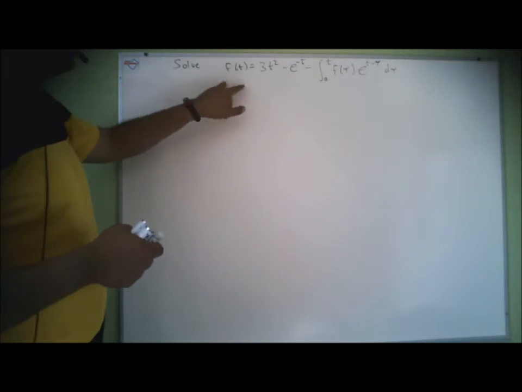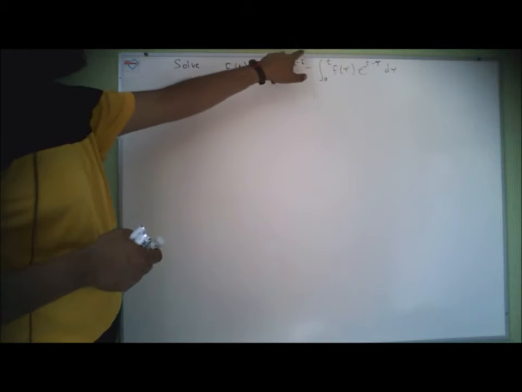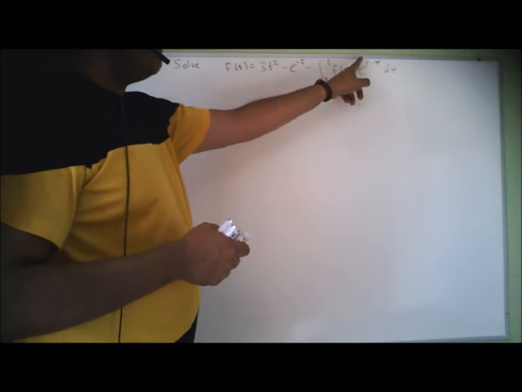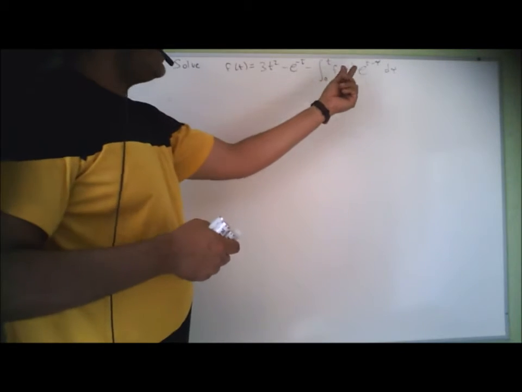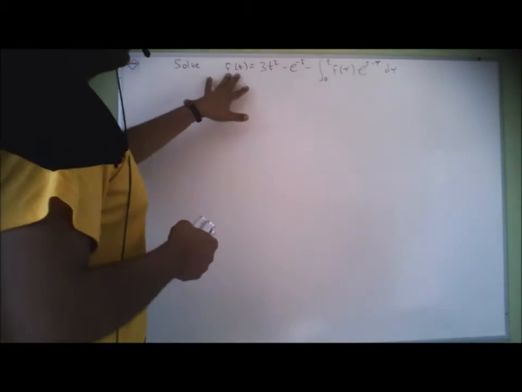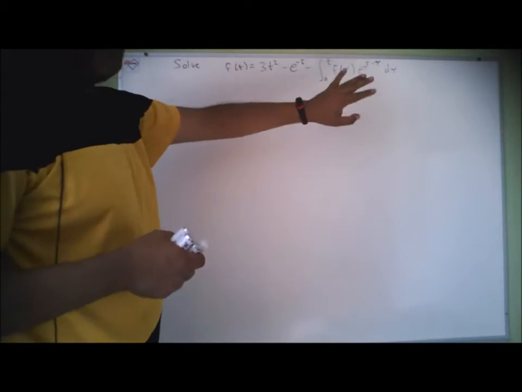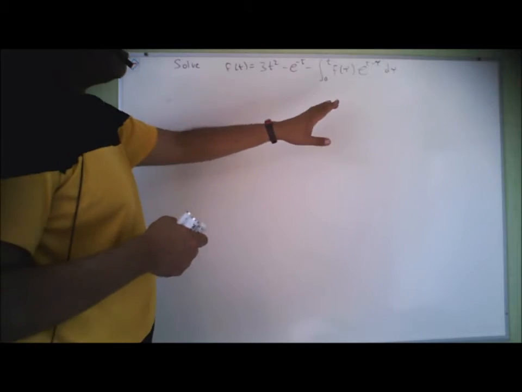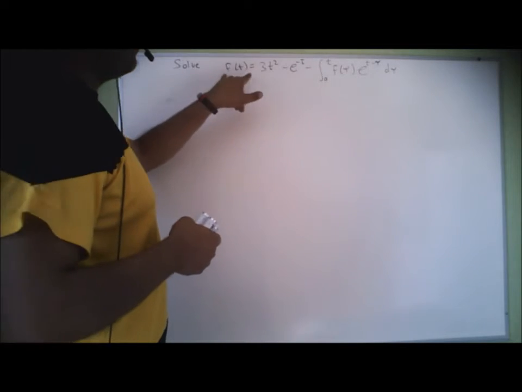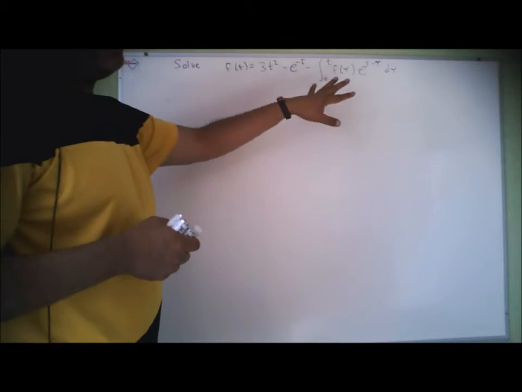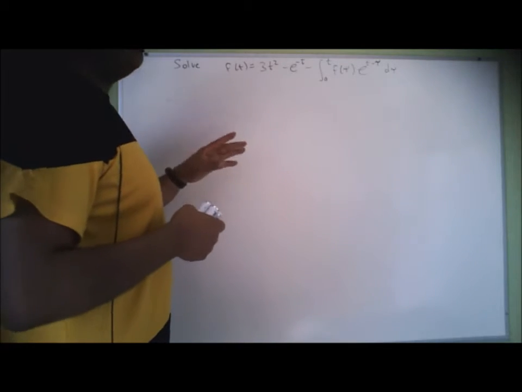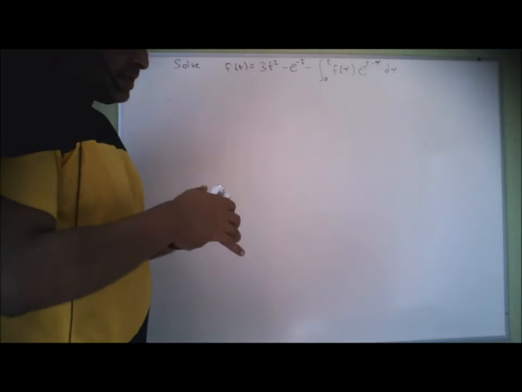Now, f of t is equal to 3t squared minus e to the minus t, minus the integral from 0 to t of f of tau, e to the t minus tau, d tau. This f of tau and this f of t are the same. The problem is to clear f of t from here. This is a very difficult problem because you cannot take f of t outside of the integral in order to factorize it. So this is actually a very difficult problem, but with the Laplace transform it becomes a very easy problem. Okay, now let's solve it.